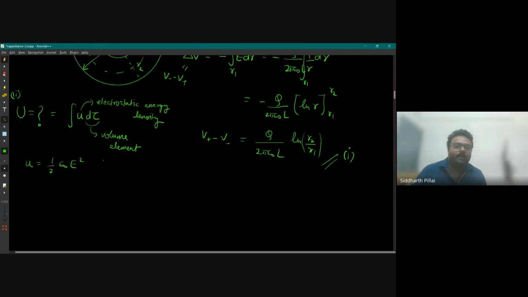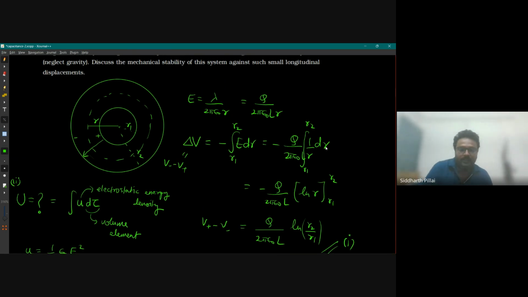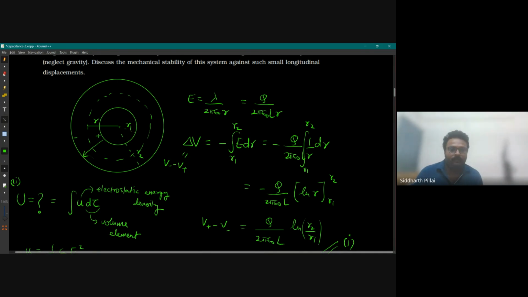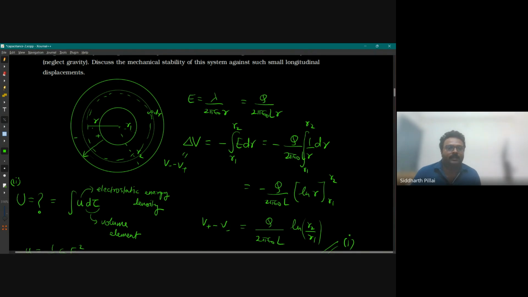And what is this volume element? Since we are looking at cylinders, we will take a cylinder of radius r and a thickness of dr around it. So this thickness, let it be dr, and there is radius r. So what will be the volume of that thin cylindrical shell, or thin cylinder, let's just call it.